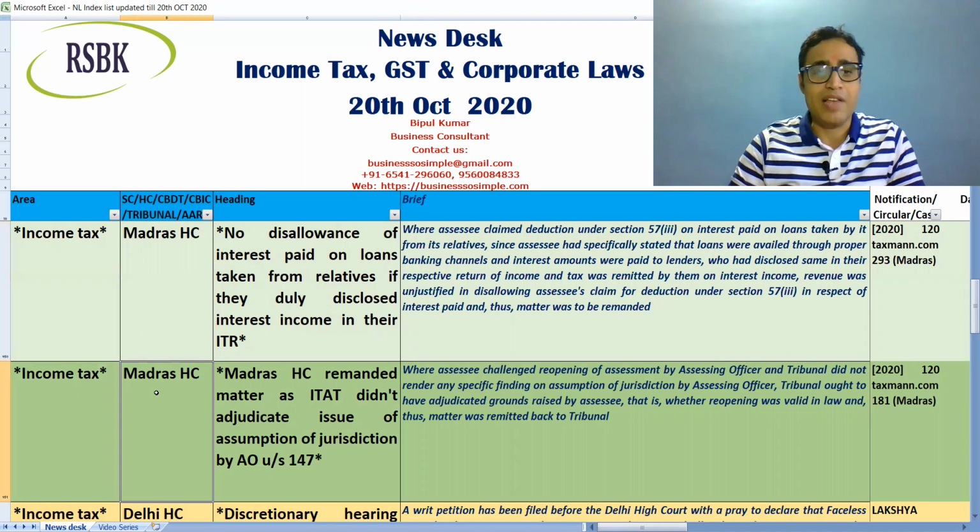Next case, Madras High Court. Madras High Court remanded the matter as ITAT didn't adjudicate the issue of assumption of jurisdiction by the assessing officer under section 147. In this case, where the assessee challenged reopening of the assessment by the assessing officer and the tribunal did not render any specific finding on the assumption of jurisdiction by the assessing officer, the tribunal ought to have adjudicated the grounds raised by the assessee, that is whether reopening was valid in law, and thus the matter was remitted back to the tribunal.